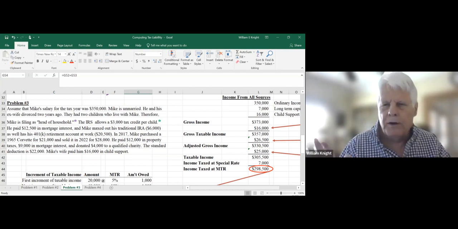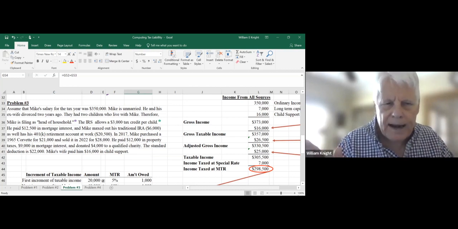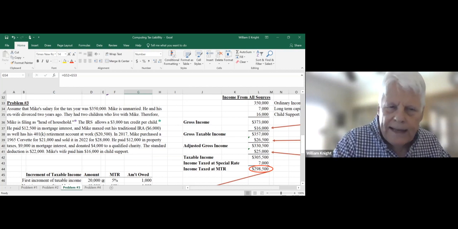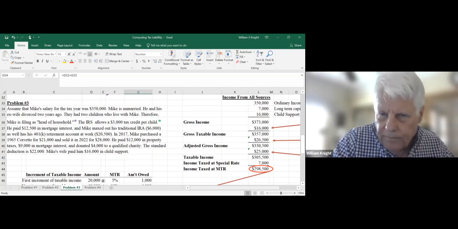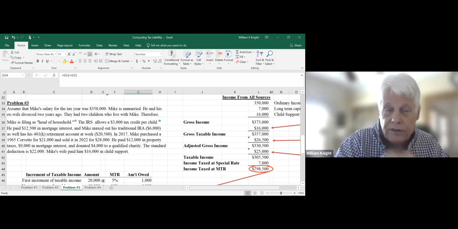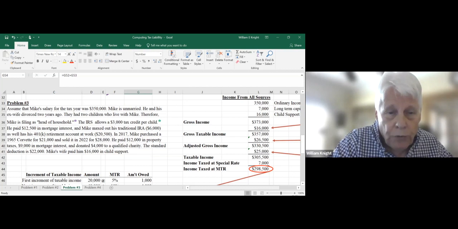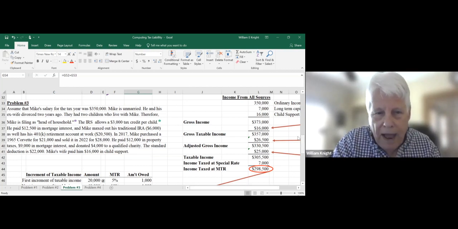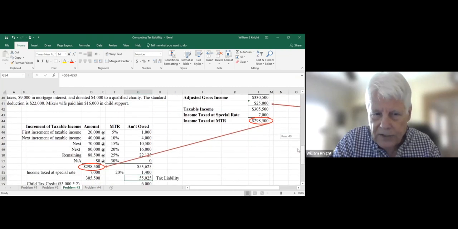Now we're talking about a filing status. The 2 guys before, Bill and Charles, their filing status was single. Mike is single, but he also has a couple of children. And so he is filing now as head of household. That is his filing status.